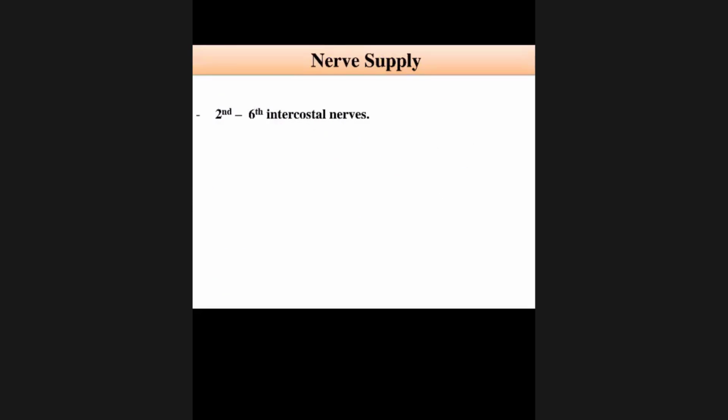Now the nerve supply. Nerve supply is by the second to sixth intercostal nerves. So nerves of different intercostal spaces. So second to sixth. यो easy छ याद गर्न. यो mammary gland को extension vertically कहाँ थियो? Second rib to sixth rib. र nerve supply पनि second to sixth intercostal nerves ले गर्छ.